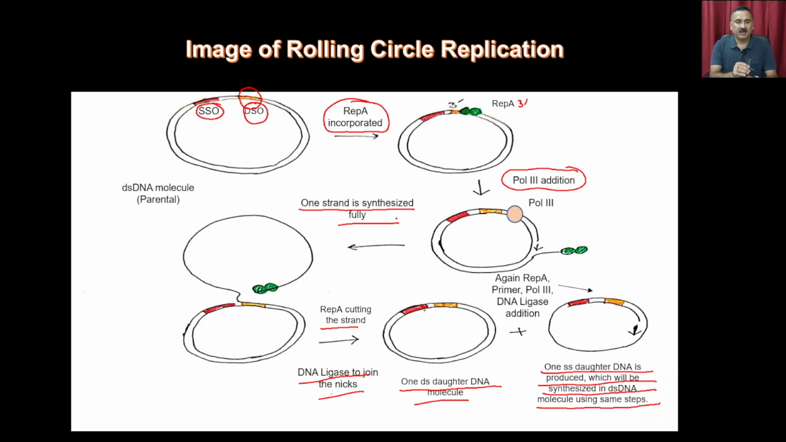So it is very clear that at the double stranded origin of replication, RepA binds and makes the nick, and that nick serves as a primer for DNA pol 3, which synthesizes and makes the single stranded concatemer. These concatemers are cut once one round is over, and the single strand is made double stranded by DNA pol 1. That is how you get the double stranded circular DNA molecule, the daughter DNA molecule, and the other molecule is also going to be utilized.